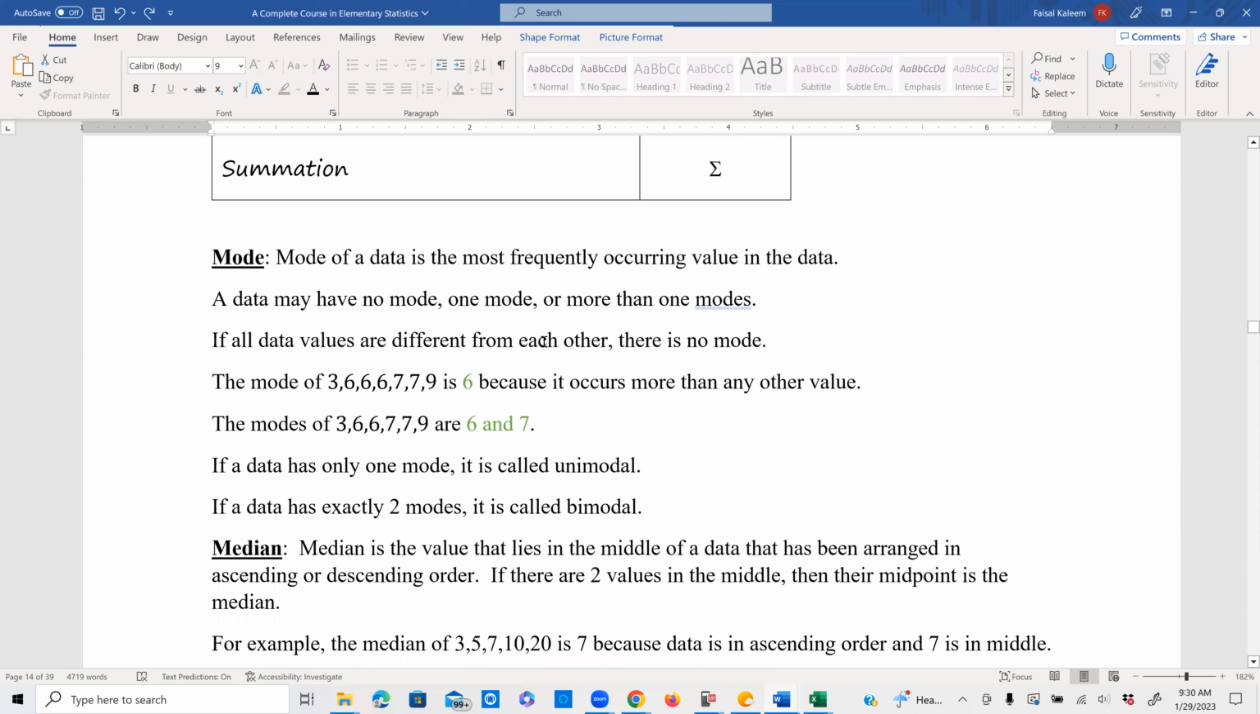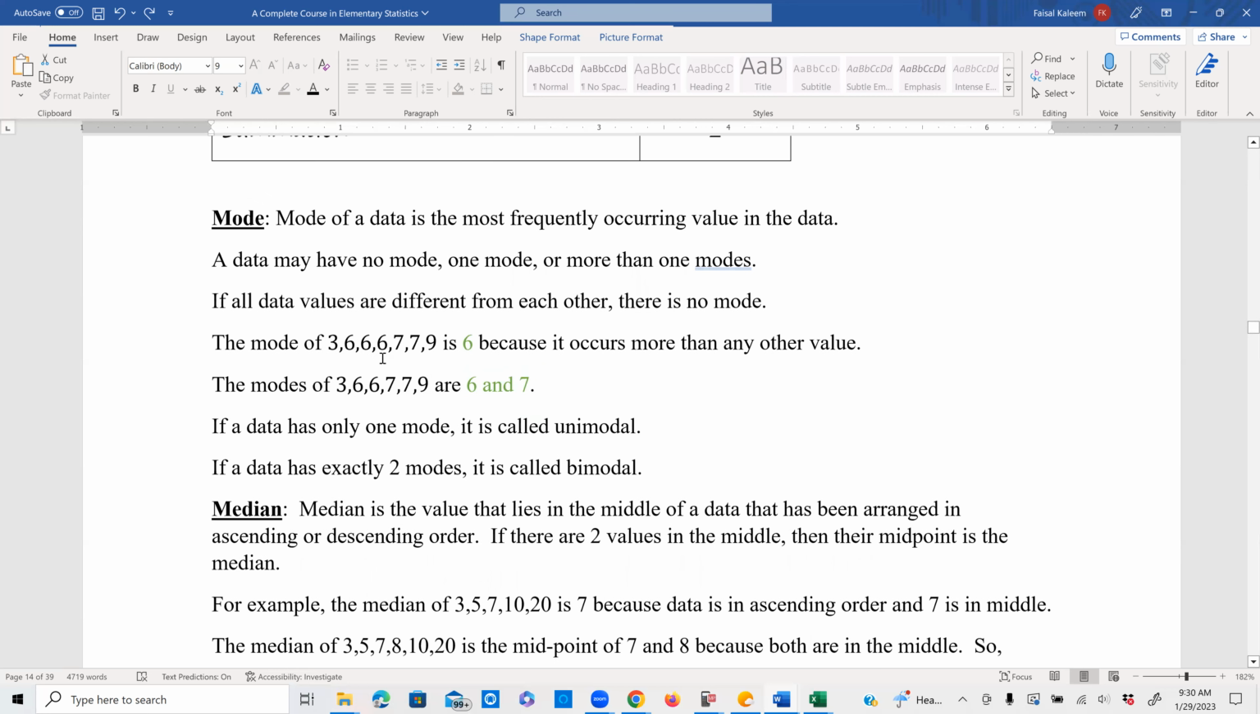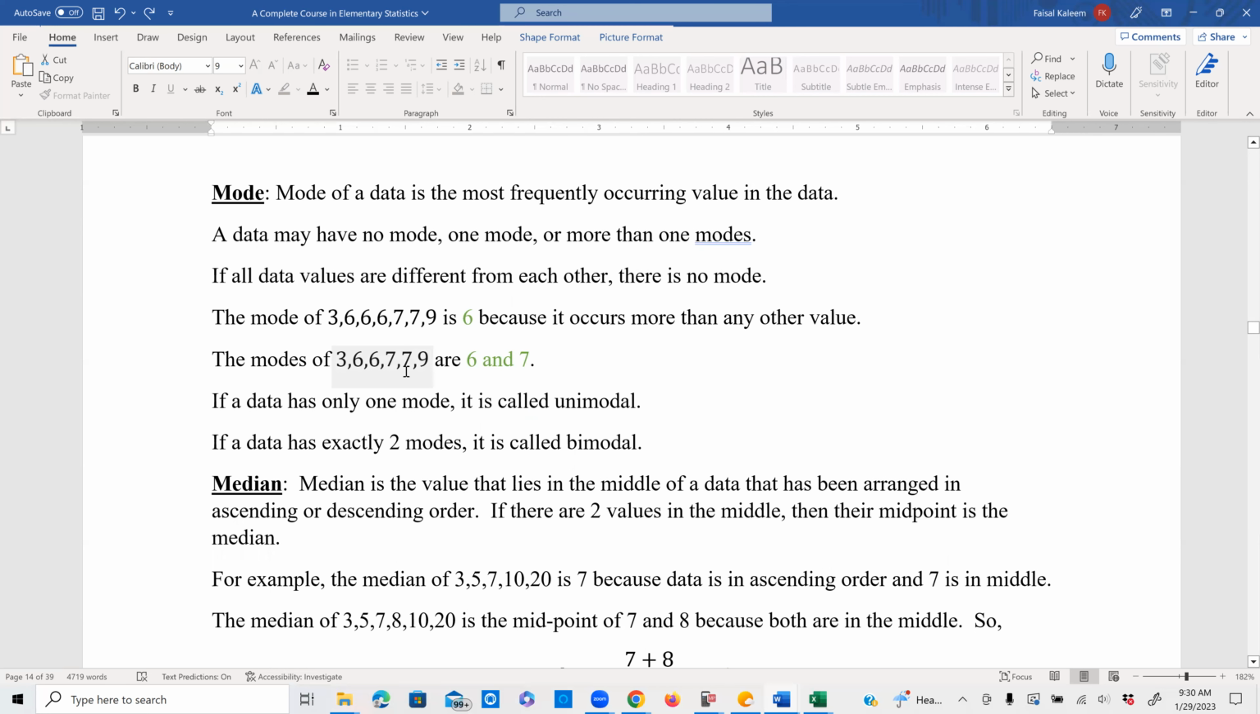Mode of a data is the most frequently occurring value in the data. Data may have no mode, one mode, or more than one mode. If all data values are different from each other, there is no mode. The mode of this data is 6, because 6 occurs the most. It occurs 3 times. Now, 7 is not the mode here, because 7 occurs only 2 times, whereas 6 occurs 3 times. But in the next set of data, both 6 and 7 occur twice, and nothing occurs more than that. So 6 and 7 are both the mode in this second set.